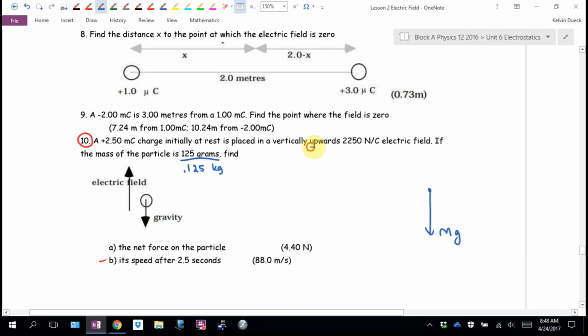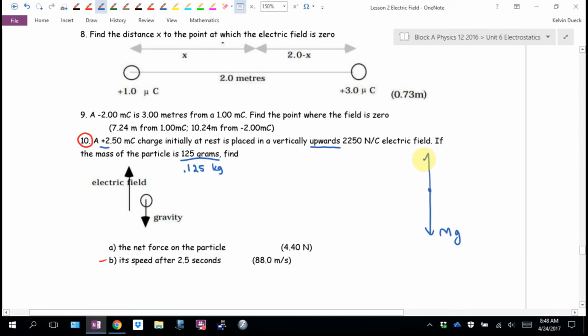The electric field is upwards. The charge is positive. So which way would a positive charge want to move if it could, if the electric field is upwards? Upwards, don't overcomplicate it, right? Positive charges move in the direction of an electric field because the electric field is defined as which way a positive would want to move if it could.